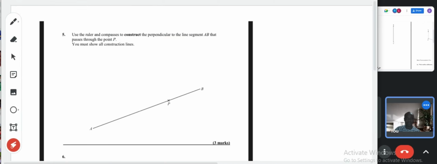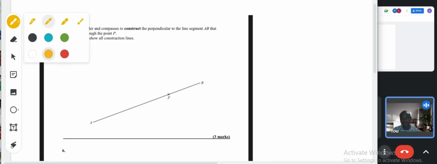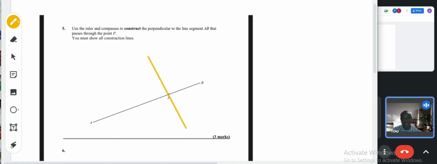Are you there? It says use the ruler and compasses to construct the perpendicular to the line segment AB that passes through point P. That perpendicular must pass through point P. And perpendicular means what? Like 90 degrees. It must form an angle of 90 degrees. So the line we're going to construct runs through like this, making an angle of 90 degrees with line AB. But it has to be constructed, and you must show your construction lines.